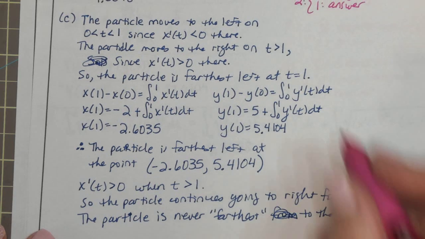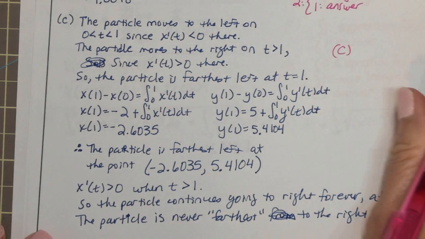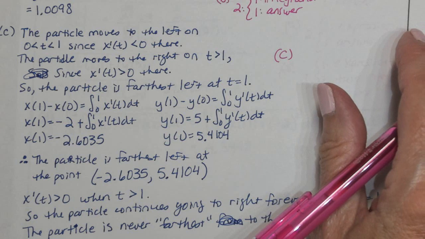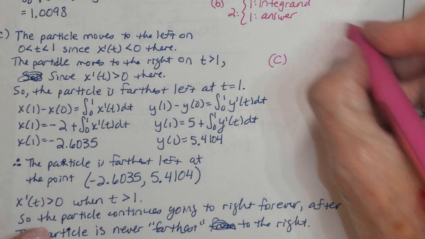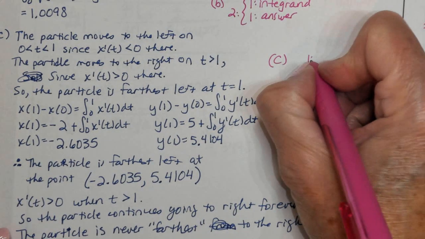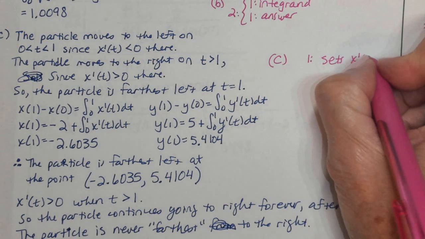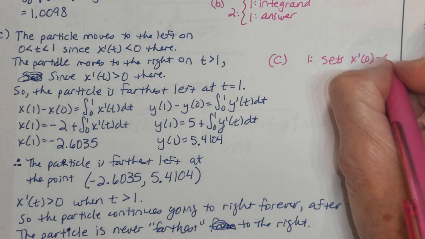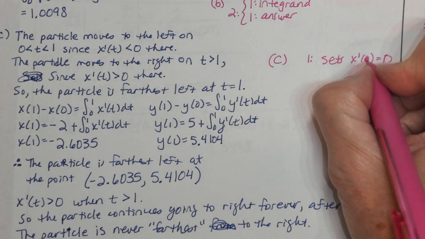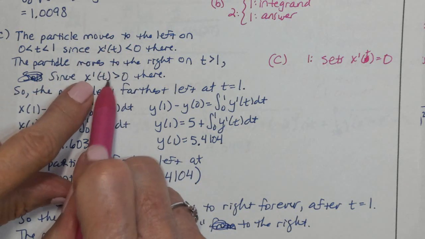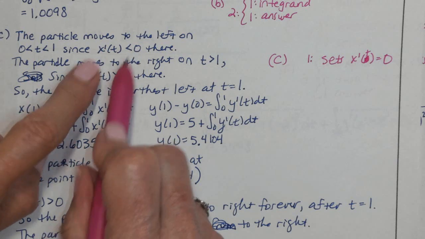Let's see how they scored part C. For part C, it was worth 5 points. 1 point was for setting x prime of t equal to 0. Did I do that? I did when I compared x prime to 0. I did that.